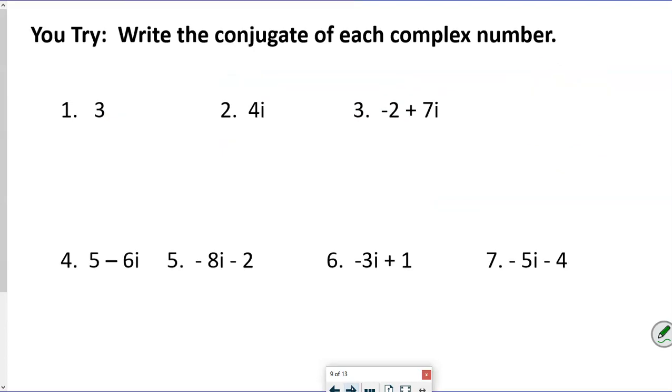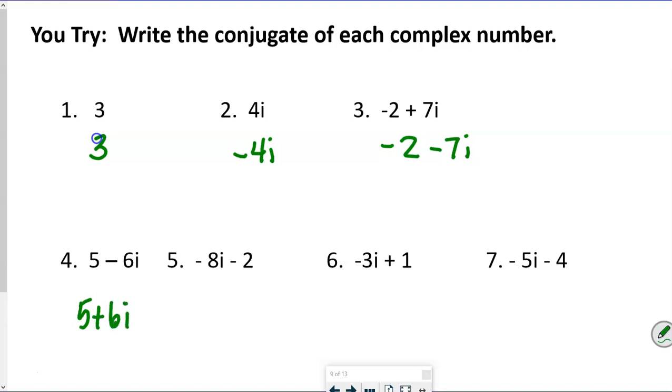So you guys try these. Come back to me when you're done, okay? So first of all, the first one is 3. There is no imaginary part of that one, so this is just 3, right? Number 2 is 4i, so this one we're going to just negate. Again, remember the imaginary part, that's the only part we're changing the sign of, okay? So this one's negative 2 minus 7i, again, only changing the sign of the imaginary part. This is 5 plus 6i.